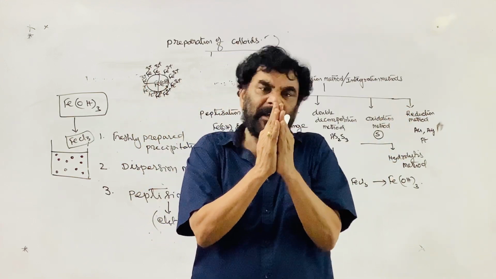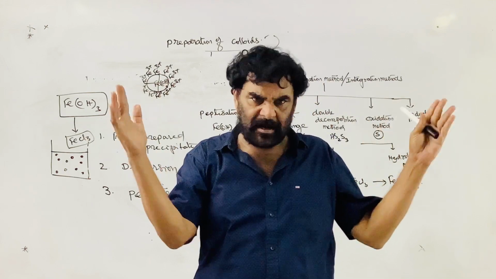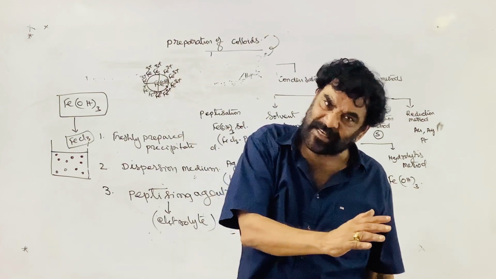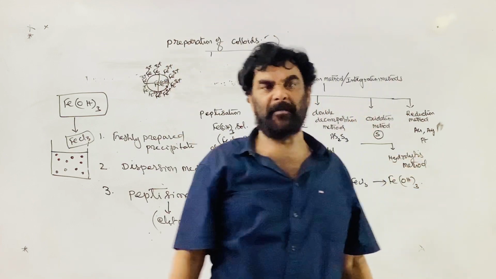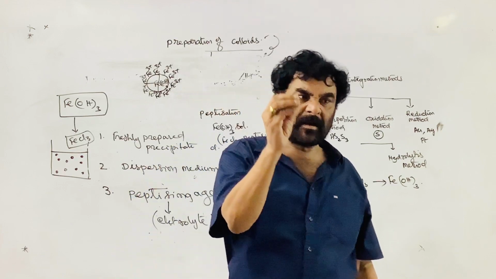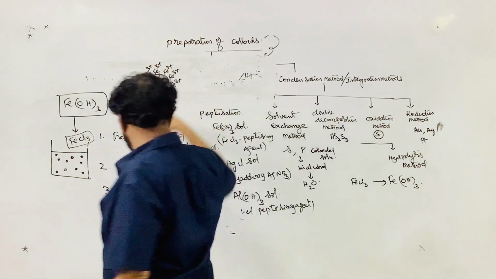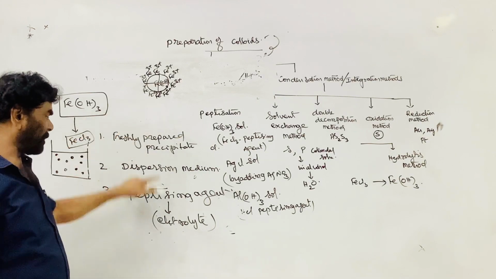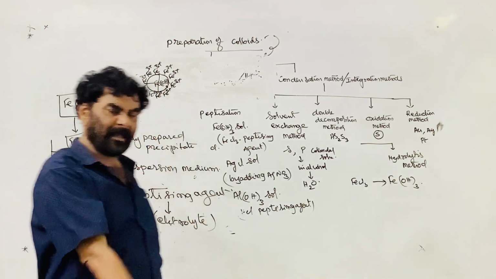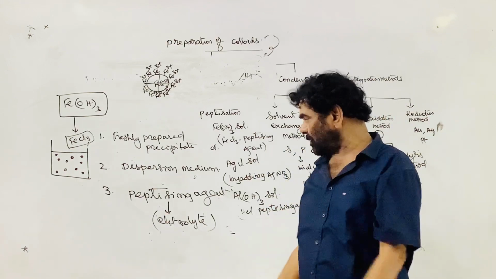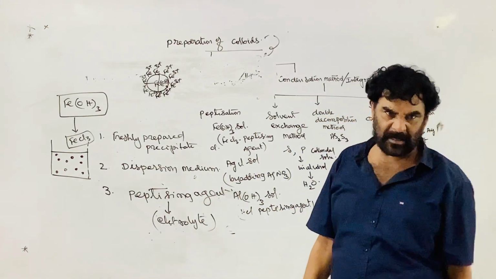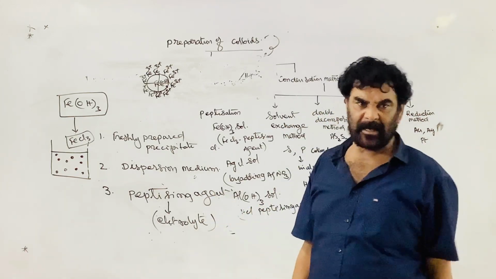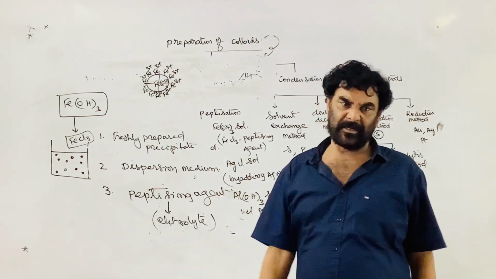Now, in the suspension form, if it is divided into 2 or 3 or 4 or 5, or n number of smaller particles, the size of the particle goes from the suspension level to the colloidal level. When the required amount of peptizing agent is added, this process is called peptization. By adding the electrolyte, the suspension can be converted into a colloidal solution. That phenomenon is called peptization, and the chemical added, the electrolyte, is called the peptizing agent.